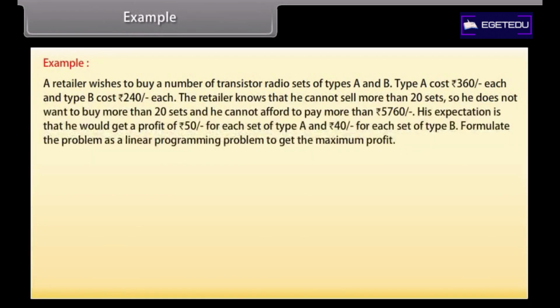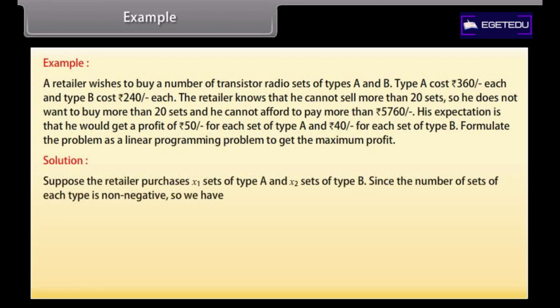Example: a retailer wishes to buy a number of transistor radio sets of types A and B. Type A costs rupees 360 each and type B costs rupees 240 each. The retailer knows that he cannot sell more than 20 sets, so he does not want to buy more than 20 sets, and he cannot afford to pay more than rupees 5,760. His expectation is that he would get a profit of rupees 50 for each set of type A and rupees 40 for each set of type B. Formulate the problem as a linear programming problem to get the maximum profit.